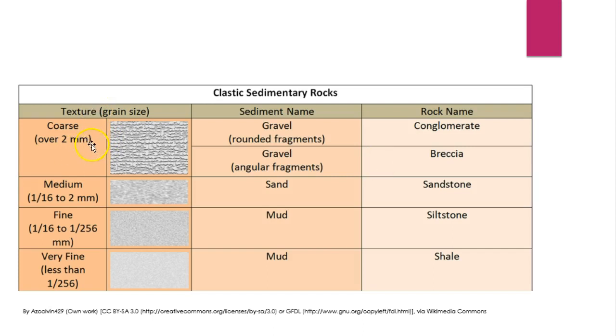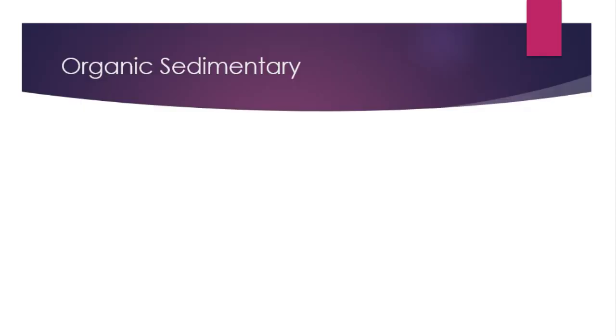If they're over 2 millimeters, we call that a very coarse texture, and they're the types of grains that go together to make conglomerate and breccia. Smaller than 2 mil, but still quite easy to see, is what we class as sand, and that of course goes in to make sandstone. Finer materials, which are extremely small, are classed as mud, and they go to form your siltstone, your shale, your mudstone.